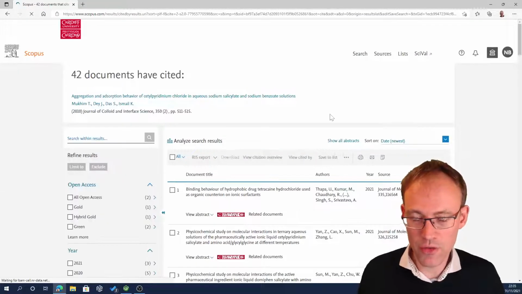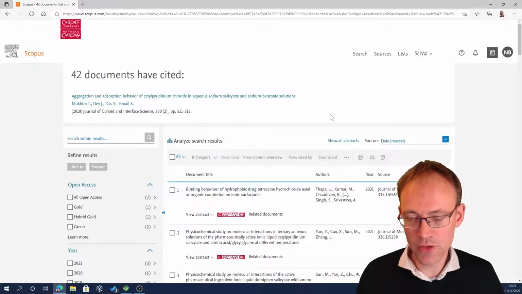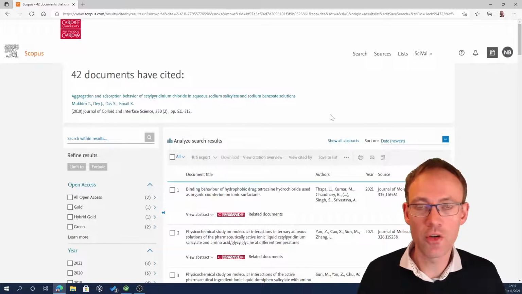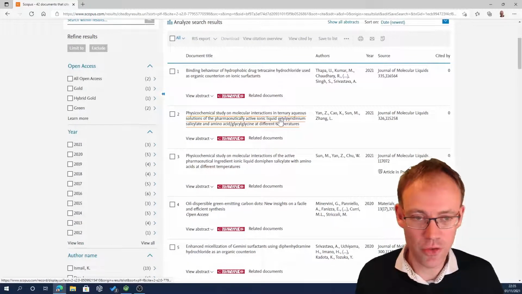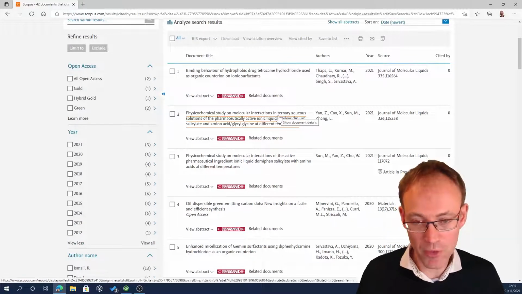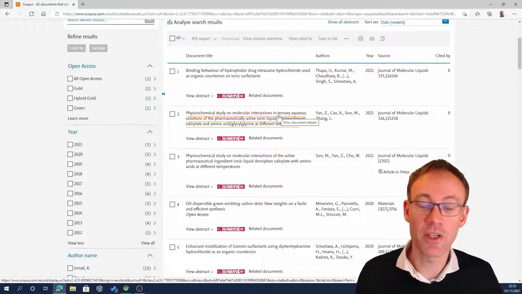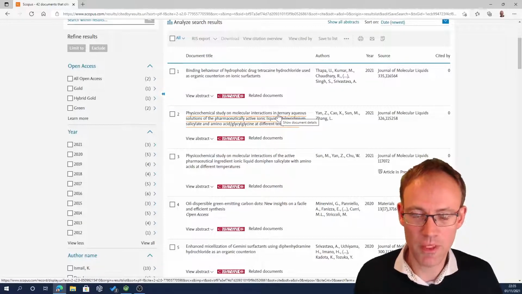So I can also do a search. I can find out for whom else this was useful information, and I can then also start to scroll through these papers to see whether there are further articles that I might be interested in as well.